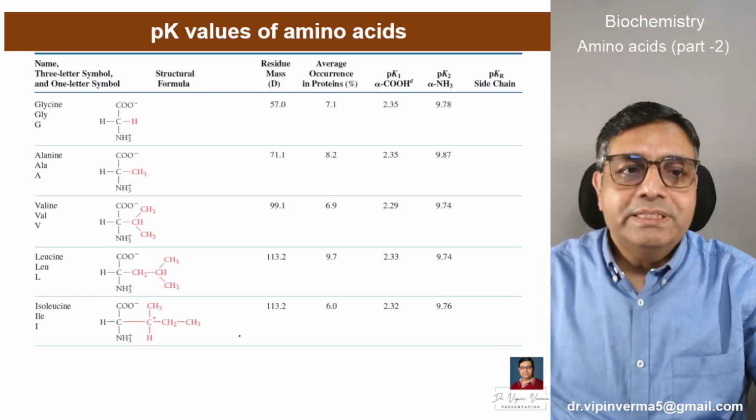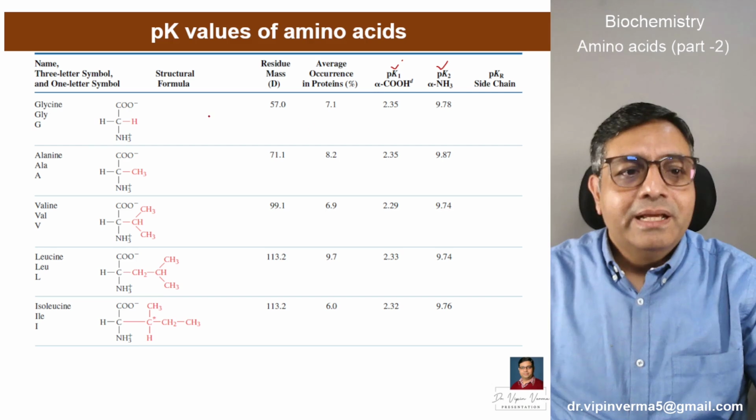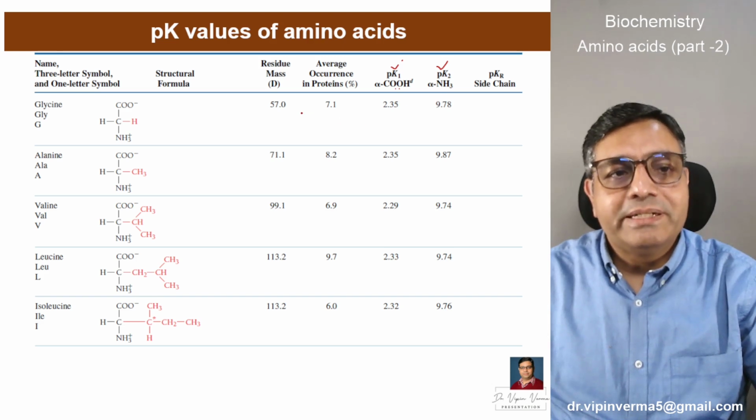All right, so this is for the glycine. You can see here the pK for carboxylic, this is for amine, and this is for alanine, valine, leucine, isoleucine. You can see all the pK values, and this for carboxylic, they are within the range of 2.3, 2.9, and here it is 9.8, 9.7, 9.4. So they have a very limited range here.